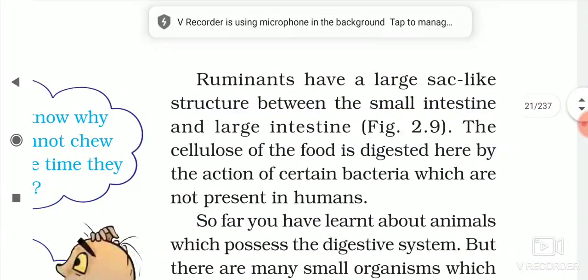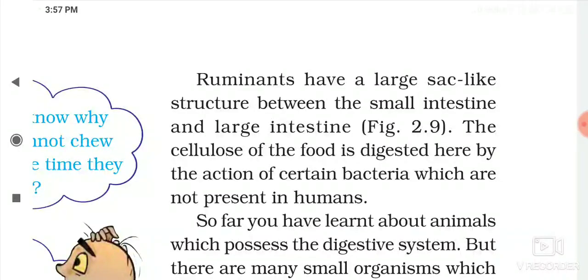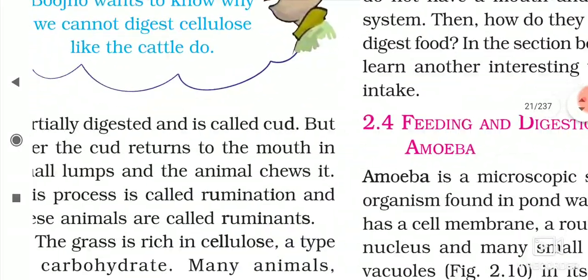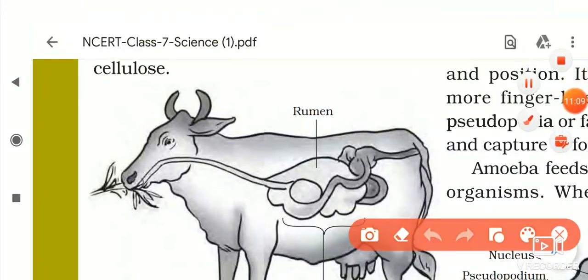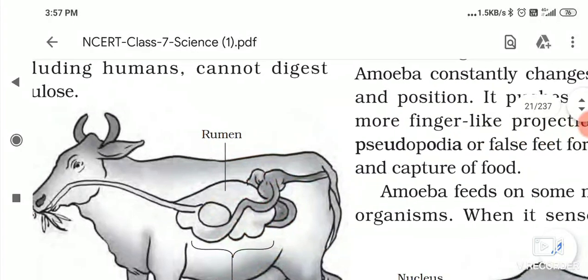Now, ruminants have a large sac-like structure between the small and large intestine. This is called rumen. This is the sac-like structure present between the small intestine and the large intestine. This is called rumen.